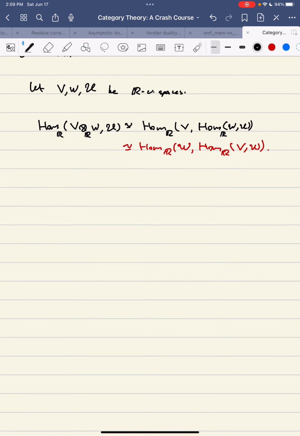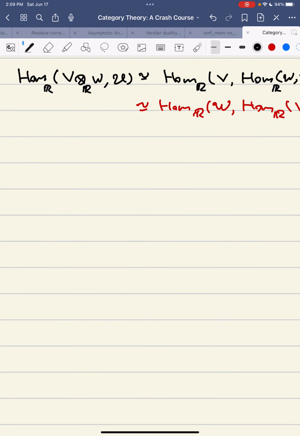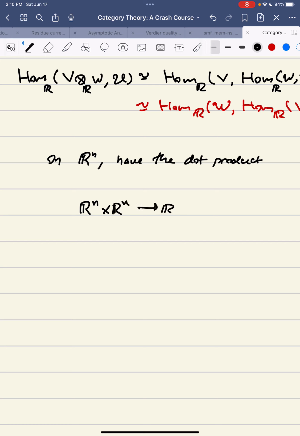Let's pick a specific case. Let's say we are in Rn, Euclidean space, you could pick R2, you could pick R3, whatever's comfortable for you. And our linear map will be the standard dot product. So the dot product is a morphism, a linear map from Rn cross Rn to R, right? It takes two n-tuples and sends them to this sum here.